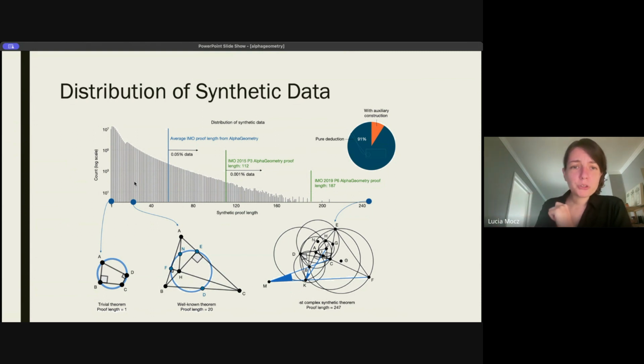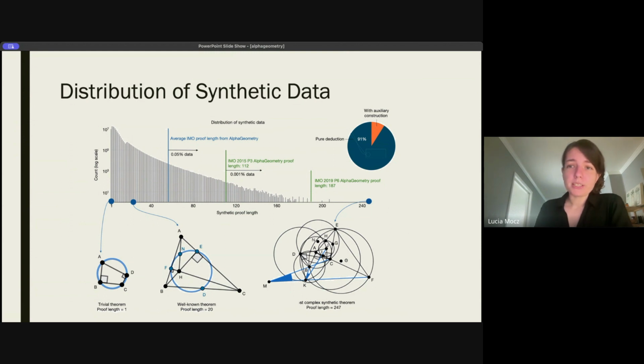But you do get, maybe around here, between 20 and 40 proof steps, some well-known theorems and some close to IMO level problems. But you also do get some very, very complex constructions, such as over here, where you have a proof length of 247, every single step being necessary, and every single premise being relevant to this construction.